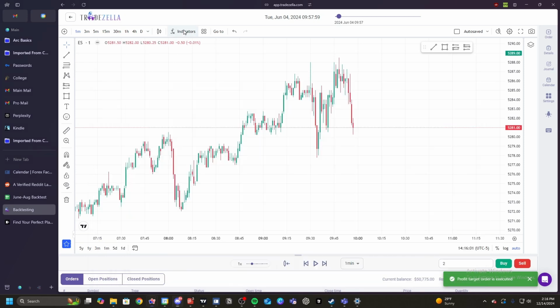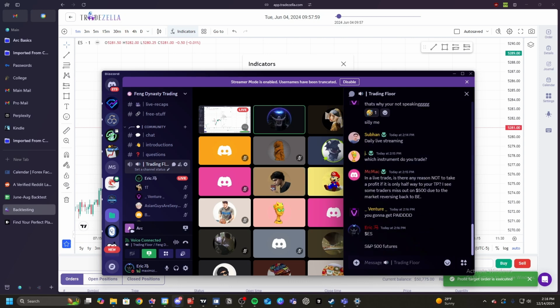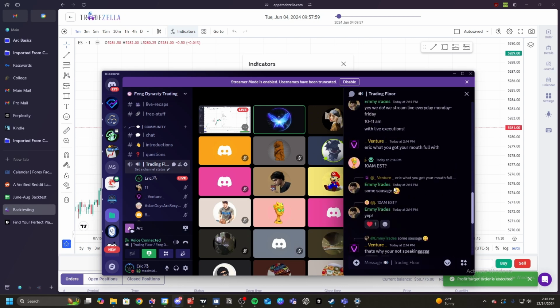Let's go through those actually. Which instrument do you trade? ES, S&P 500 futures every single time. No other ticker. This also works on NQ and Forex, but I think for ES and NQ it's the best.